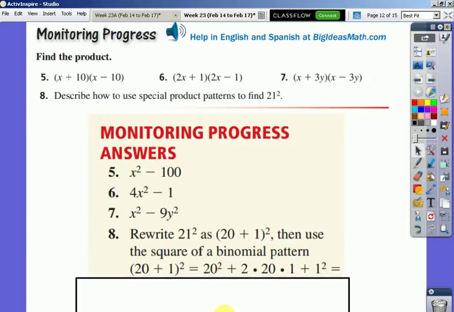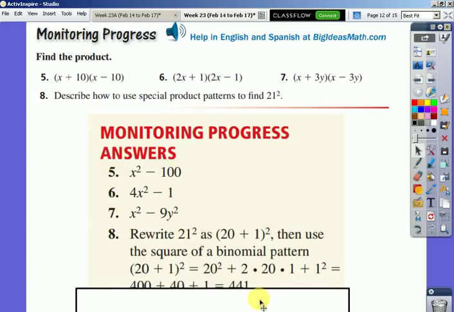And then rewrite 21 squared as 20 plus 1 quantity squared. Then just take the first one, square it. The middle two terms, multiply them together, double it. And the last one, square it. So you end up with 400 plus 40 plus 1, which is 441. Does that make sense? Okay. Excellent. Do you have any questions? On number 8 especially.